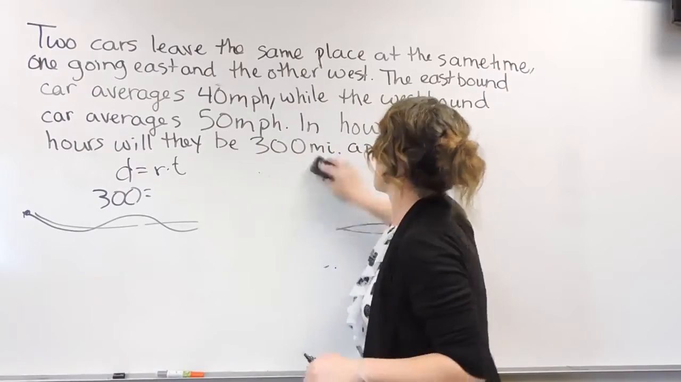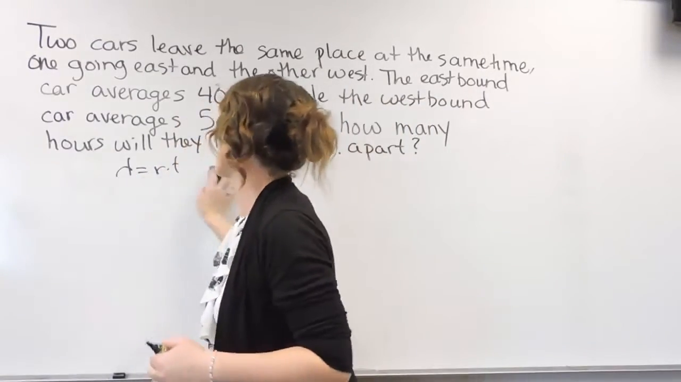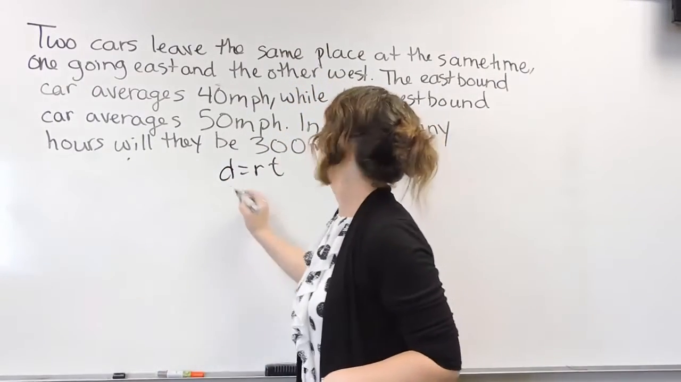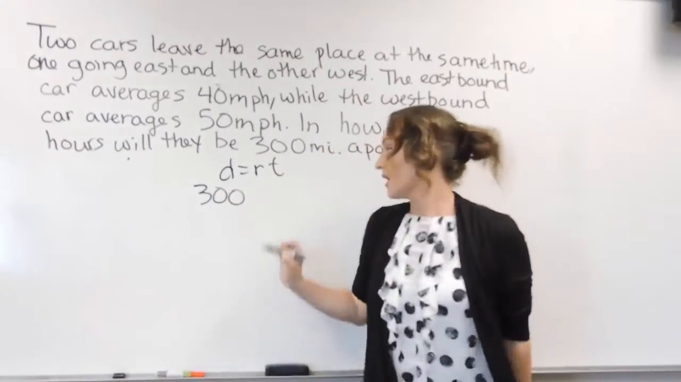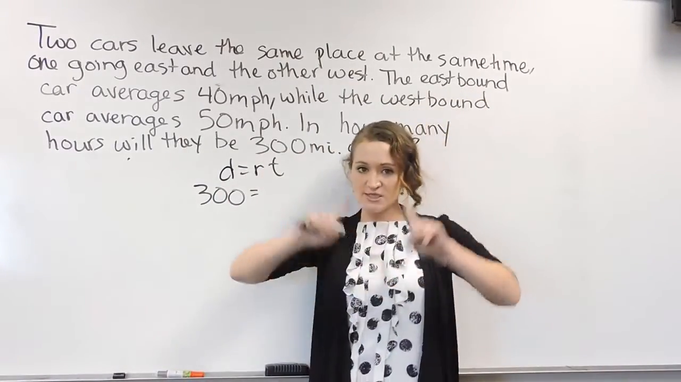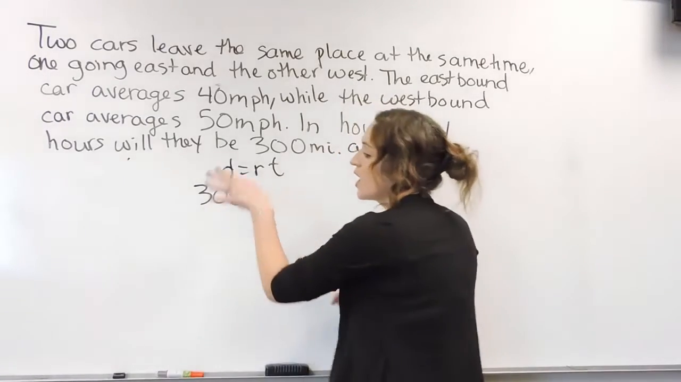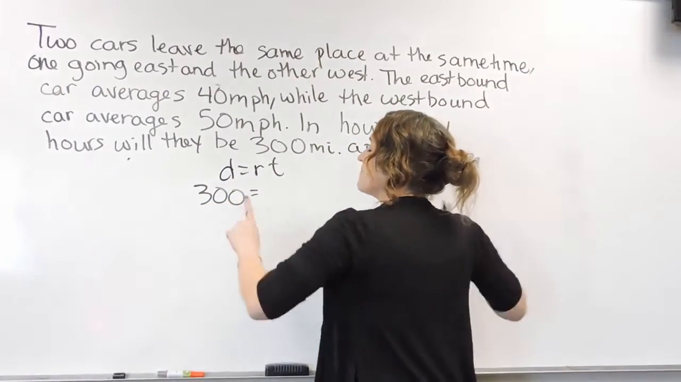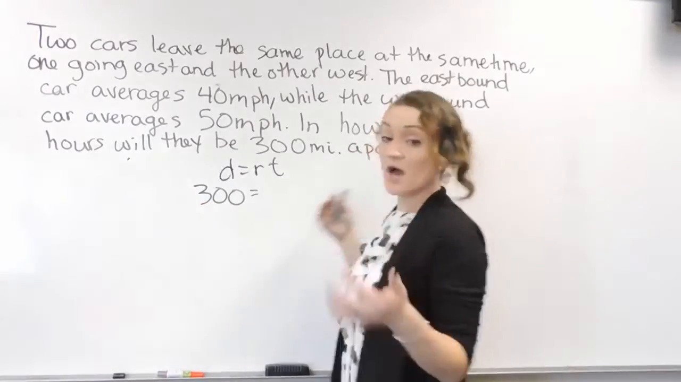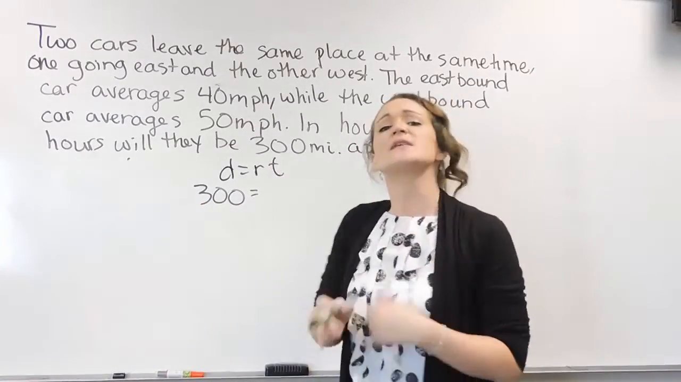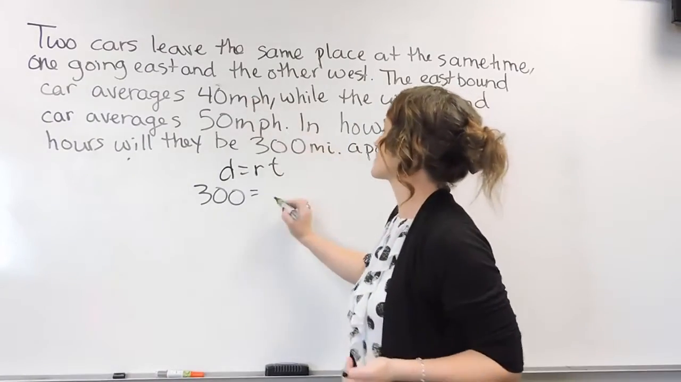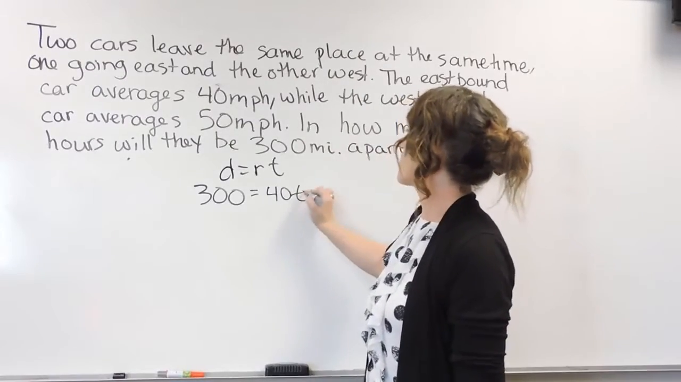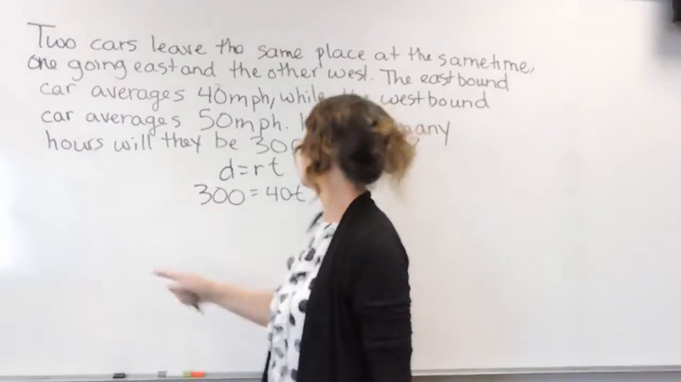Now, what that looks like as far as setting up an equation: our equation is distance equals rate times time. We know our distance is 300. Because we have two different cars, we need to consider the rate and time of car 1 and the rate and time of car 2. Both together make up the 300 miles. Rate is the speed, so the speed of the first car was 40. Time, we have no idea. That's what we're solving for, how many hours.